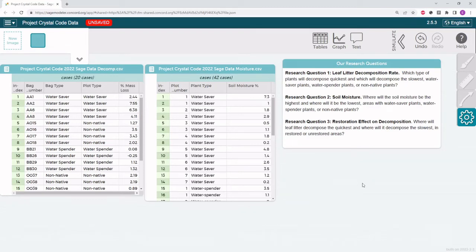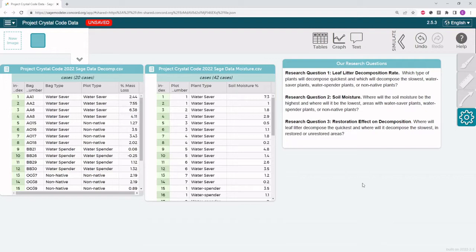I wanted to take some time to introduce you to data analysis on SageModeler. You may have used this program to make a model before, but it is also a very great tool when you want to visualize and analyze data. For us, on the left-hand side, we have the data that you helped us collect. And on the right-hand side, we have our three research questions.